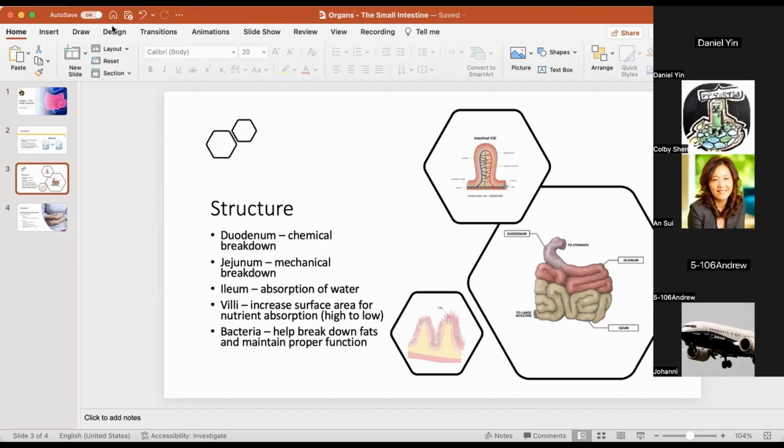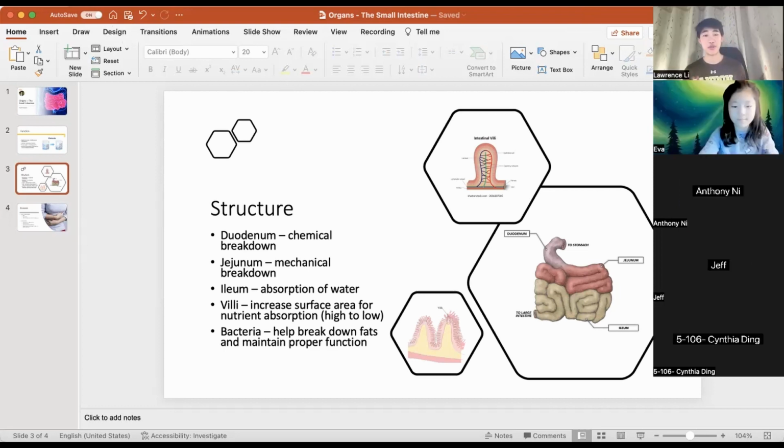I'm going to ask everyone to mute for a second so I can get through this slide before an hour and 20 minutes have passed and we've gone through two slides. Okay, let's talk about the structure. I believe Anthony mentioned earlier there are three parts to the small intestine, right? Anthony, was that you?